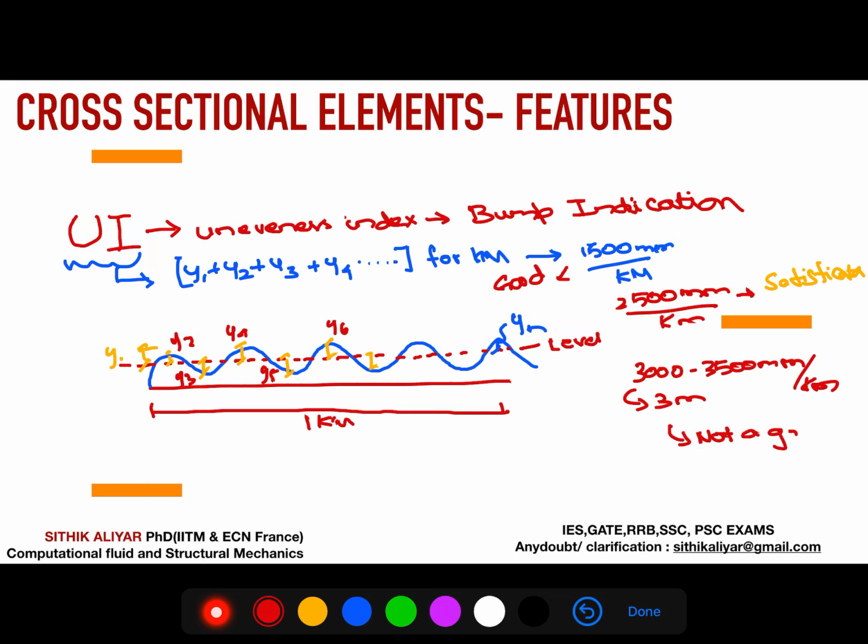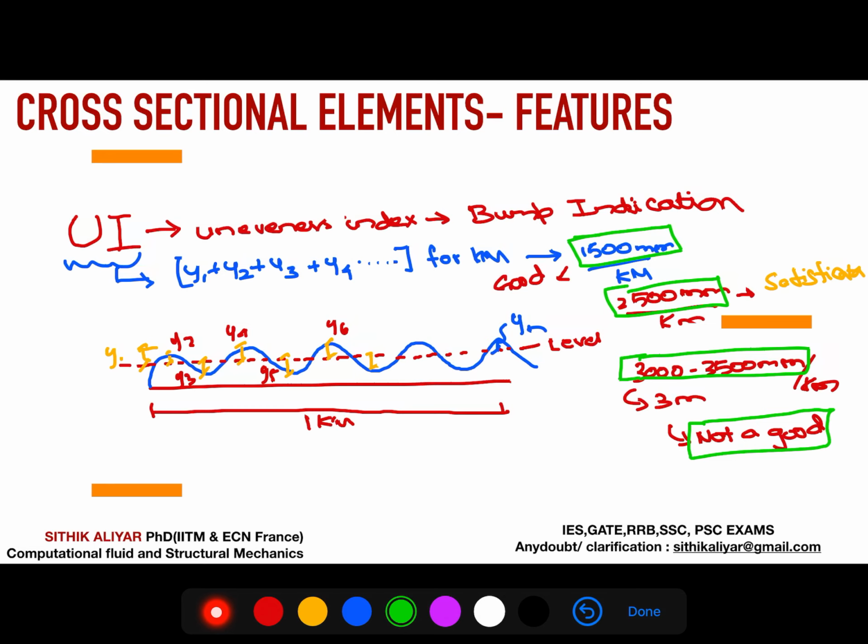Okay, and if it crosses, obviously we need a repair, or we will have a greater amount of bumping in the road. So bumping will create so many problems for the vehicles to retain their speed. Okay, so these are the numbers you should know. Less than 1500 mm, very good. 2500 is satisfactory. 3000 to 3500 or more than 3500, it's not a good road.